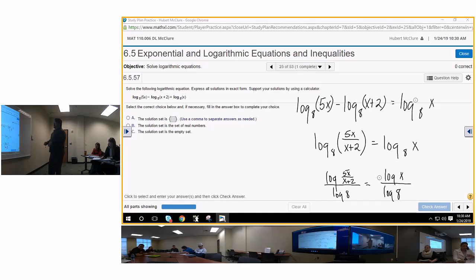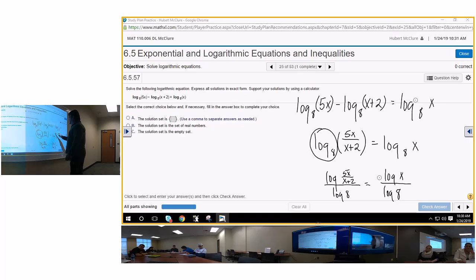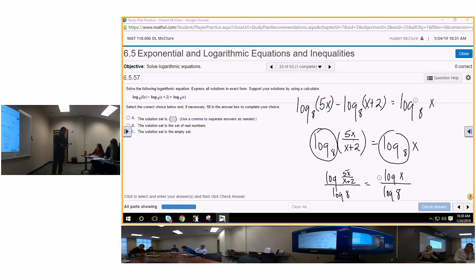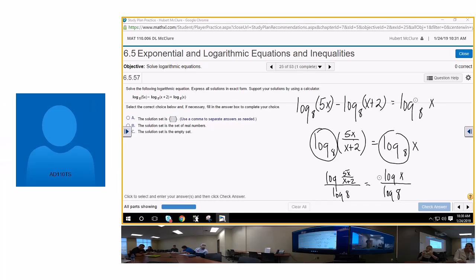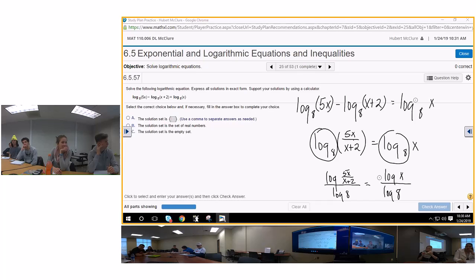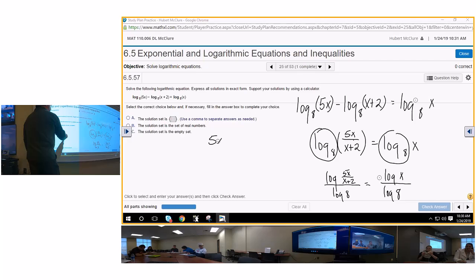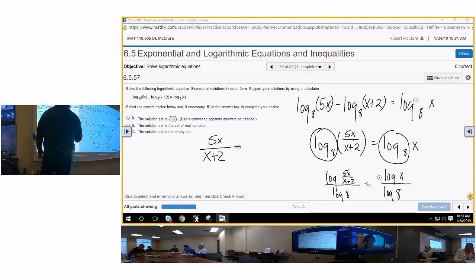Okay. Yep. You can actually cut that out, or you could say when you have log same base and log same base, you can set them equal to each other. So that's going to be 5x over x plus 2 is equal to x. And now you can solve it.